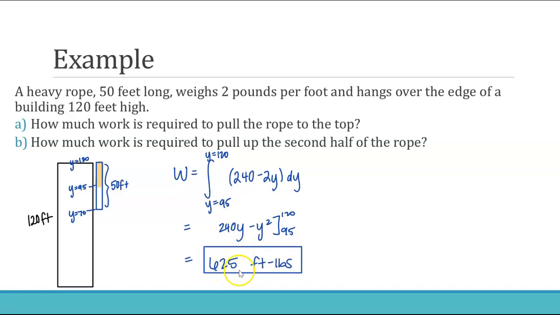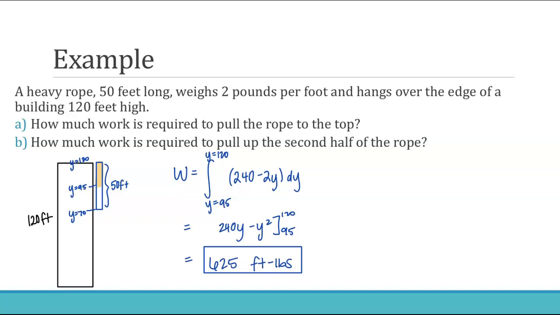So this value being 625 feet, being far less than half of 2,500, makes sense because I've already done the hardest part in pulling initially, right? That first 25 feet up would take a lot more energy, a lot more work to do than the second half. There's one final thing I want to mention, not to confuse you, but to give you a different option.